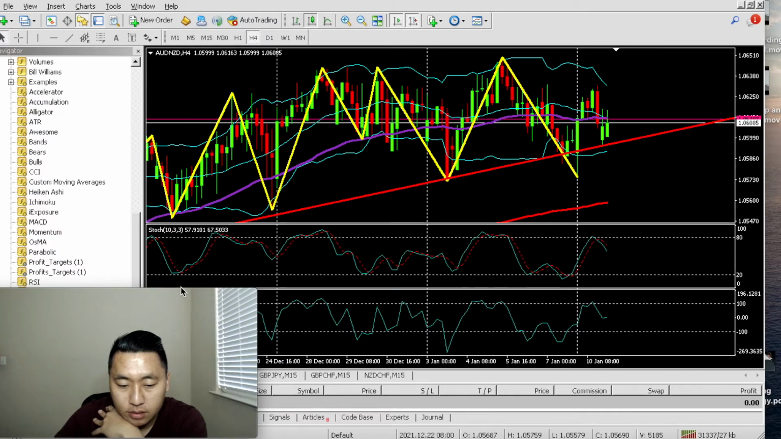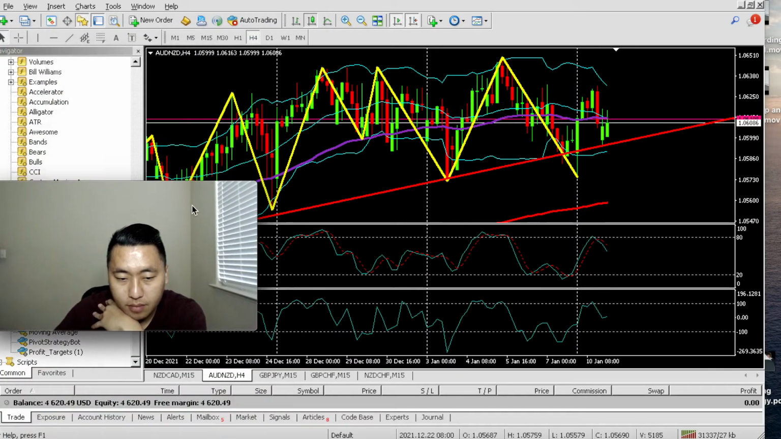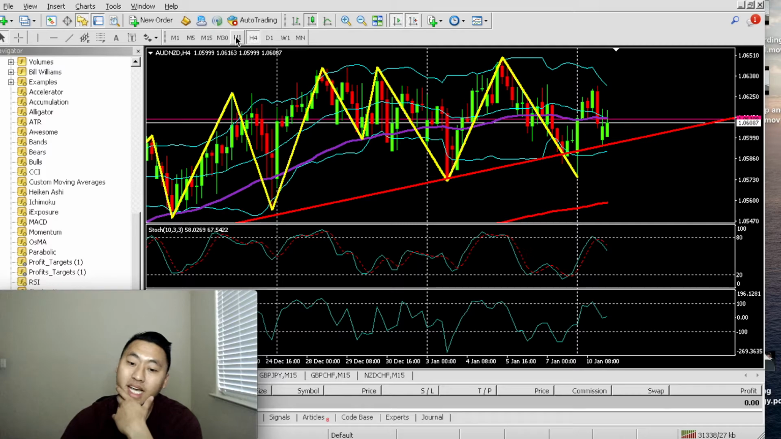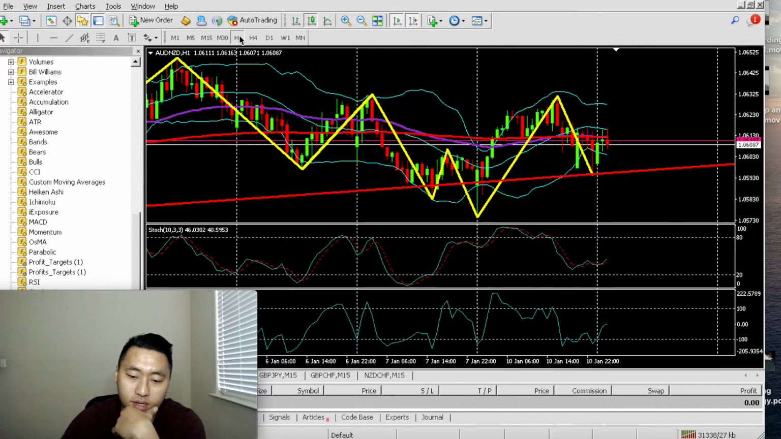Boom, CCI. So H4 is a little too slow. If you're doing day trading, meaning like multiple day swing trading, then yeah, you want to wait for these as well. But for me, I like to just get in and out within the hour to a day max. So if you look at H1, price is already below here.